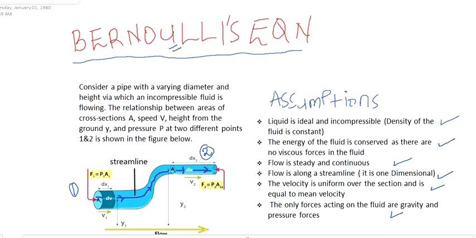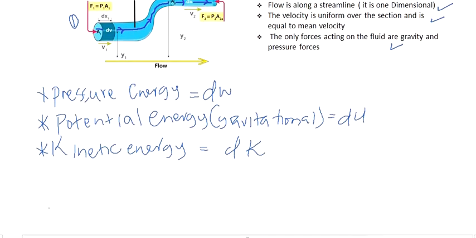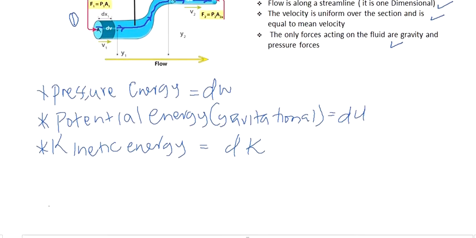The velocity is uniform, meaning the velocity on all the sections is equal to the mean velocity. The only forces acting on the fluid are gravity and pressure forces. Therefore, as the fluid moves from point 1 to point 2, there is work done by the pressure force, and we denote it as dW.